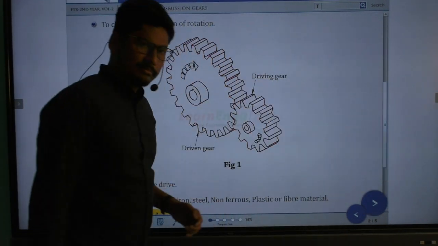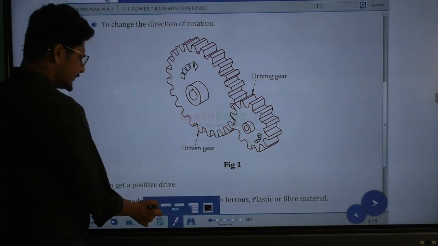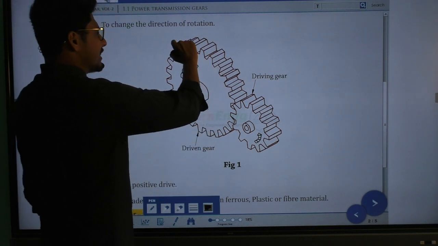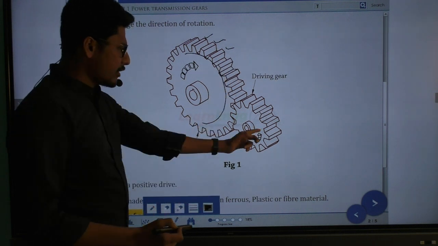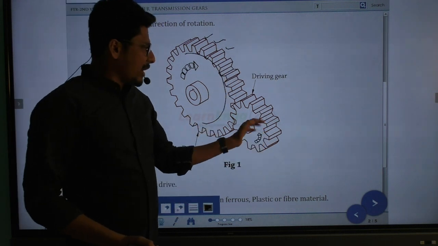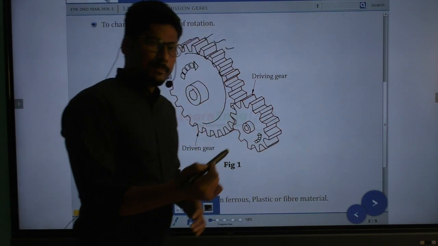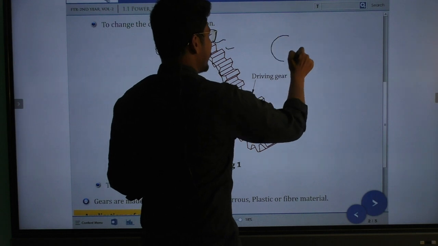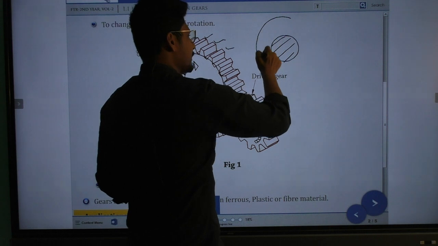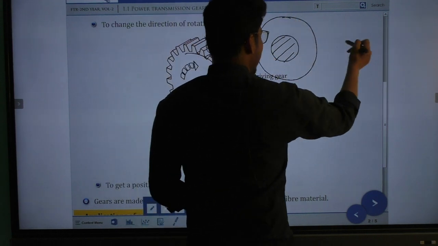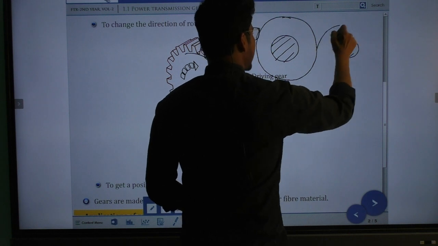So this is a gear, and you can see that this gear consists of a number of equispaced teeth. This other gear also consists of a number of equispaced teeth. So how can we transfer this power? You can put it as a shaft, and from this shaft we can transmit power to another shaft by using gears.